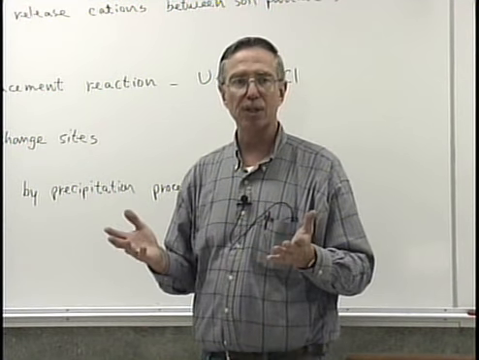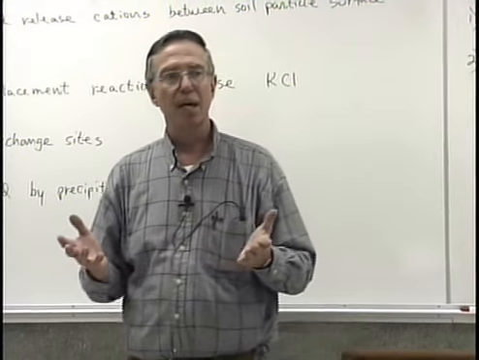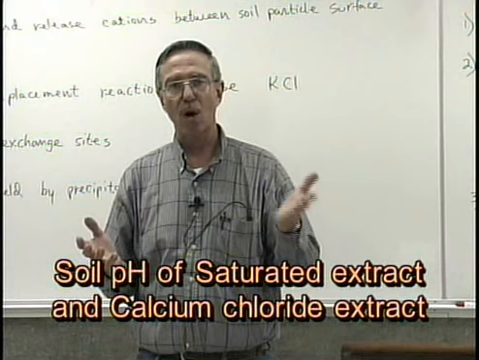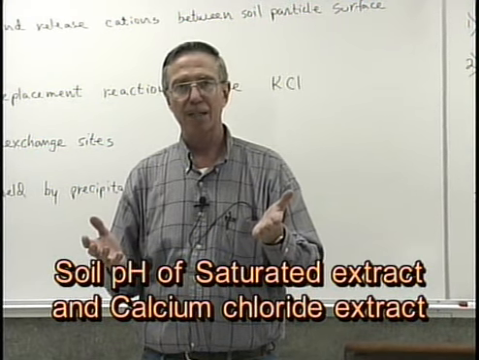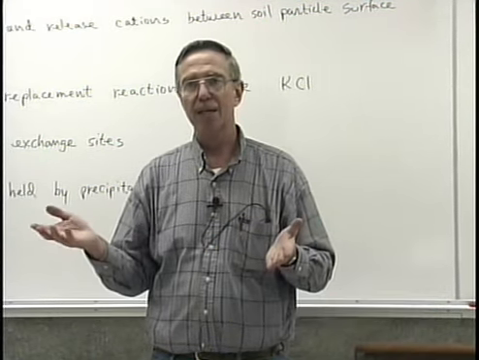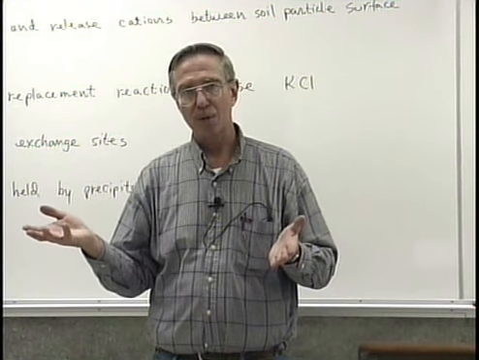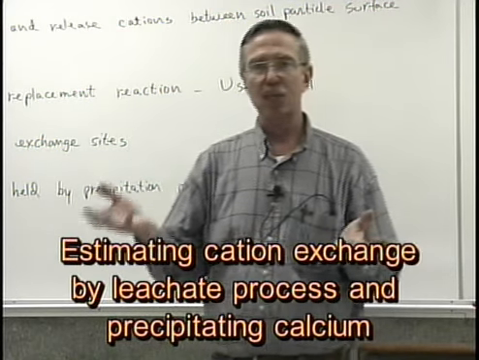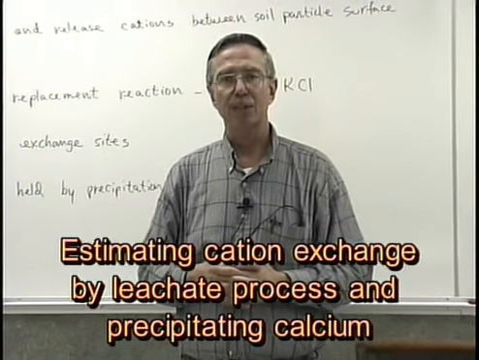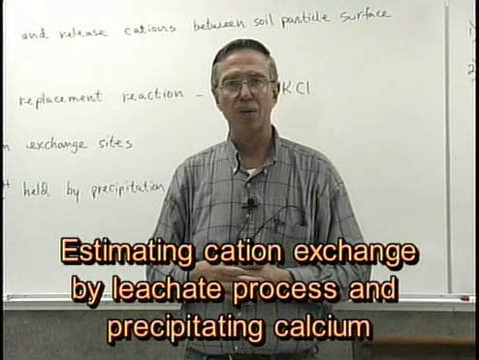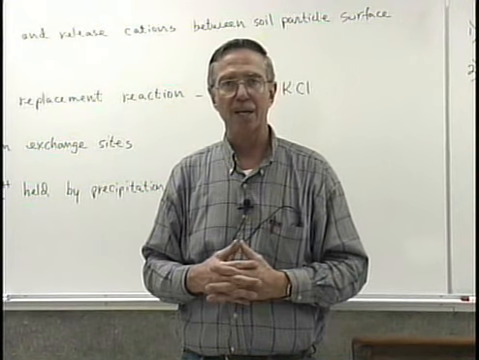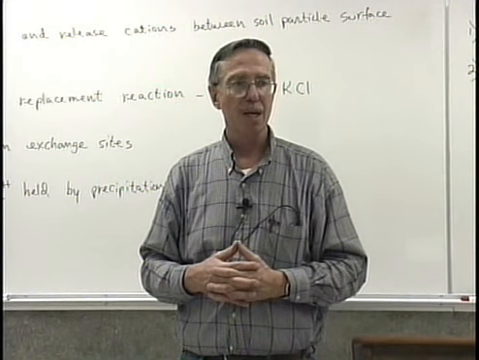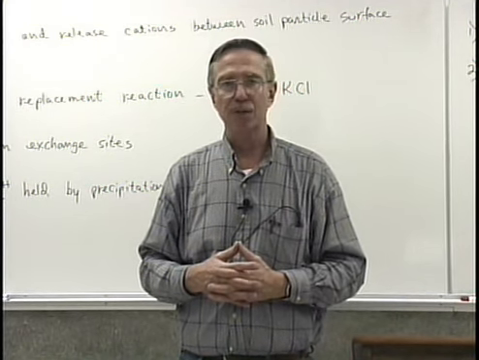So those will be the two exercises that we perform in this lab today. Soil pH of both a saturated paste extract with distilled water and a calcium chloride saturated paste extract, and then cation exchange, estimating the quantity of cation exchange in the soil by a leachate process, and then precipitating the calcium in the solution with another ion, in this case the oxalate ion from the ammonium oxalate solution. So with that introduction, let's move to the determination of soil pH first.